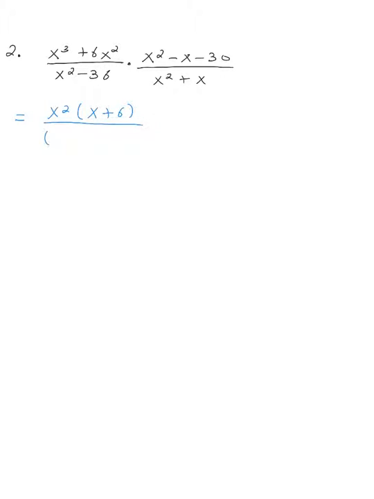Now, in the denominator, we have a difference of two squares. There's no greatest common factor that can be removed. So the best we could do is put an x and an x. It's got to be a positive and a negative, and 6 will be the correct choice. 6 times negative 6 is negative 36, and the sum is 0.